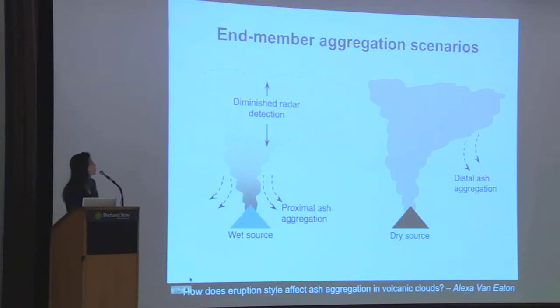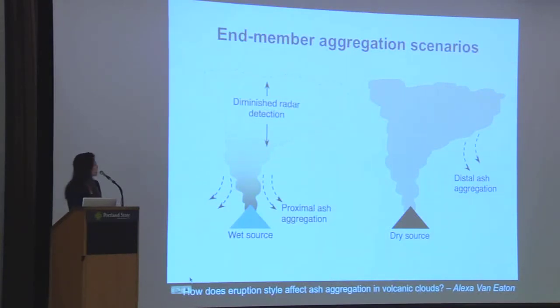So maybe in terms of what we can think about for these sort of moderate-sized eruptions, is that when we have a very wet source, so a glacier or a lake, a lot of that aggregation is going to be happening in the vertical updrafts and in the near source umbrella of the eruption plume. And so you can get rapid proximal aggregation that just pulls fine ash out from the plume near source.